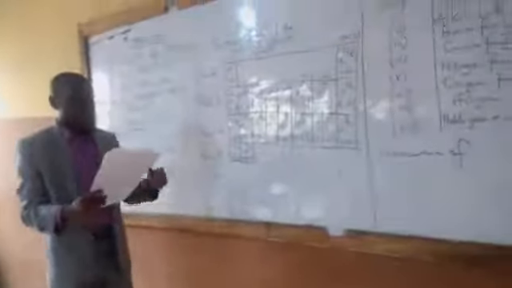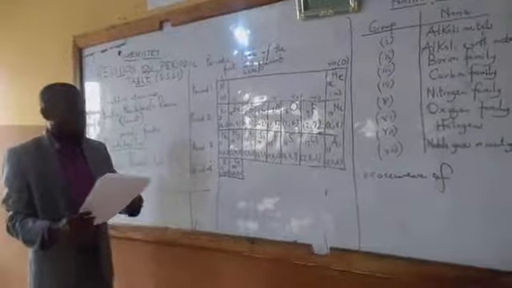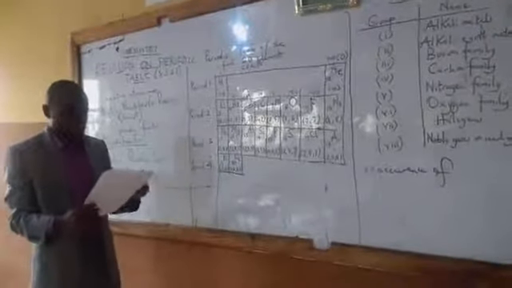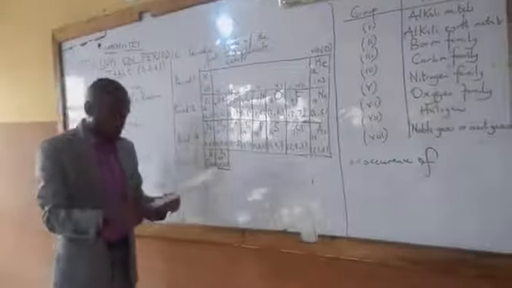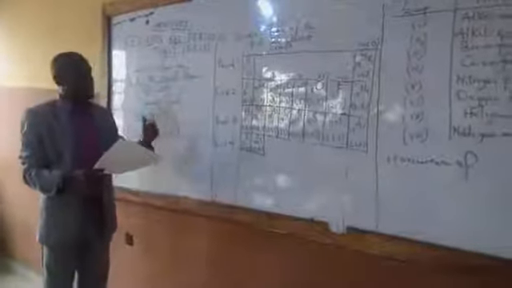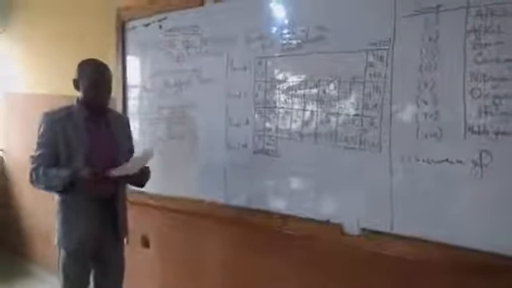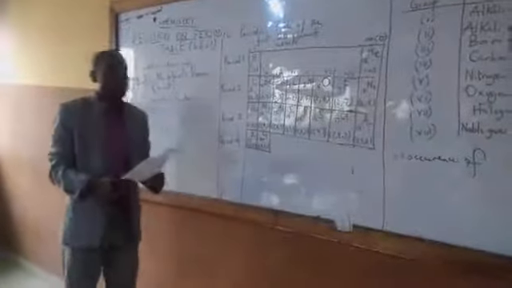We have the ionic radius, that is the measure of the size of an ion. We have the ionization energy, which is the energy required to remove a valence electron from a gaseous neutral atom. We have the electron affinity, which is the energy released when an electron is added to a neutral atom, and we have the electronegativity. It is a measure of the ability of an atom to attract electrons to itself.